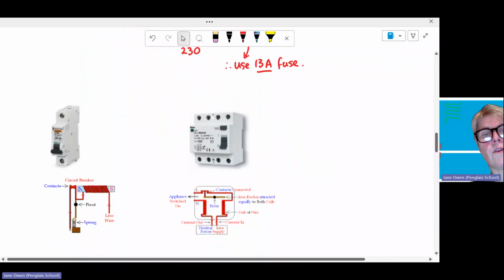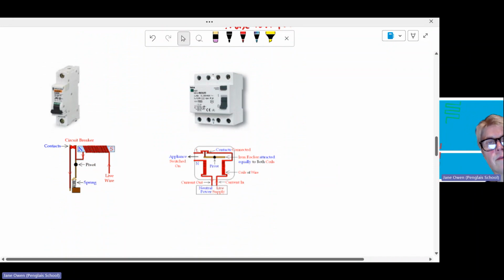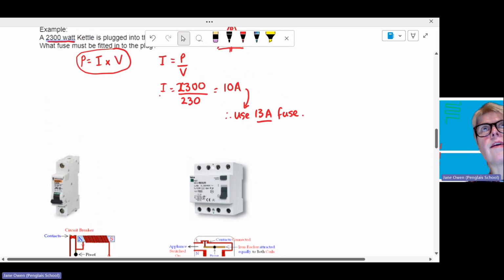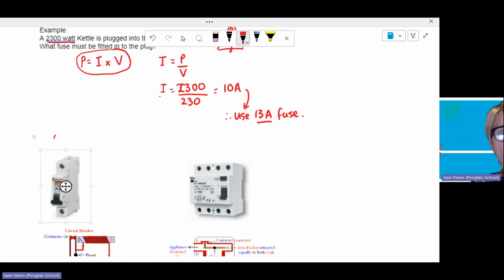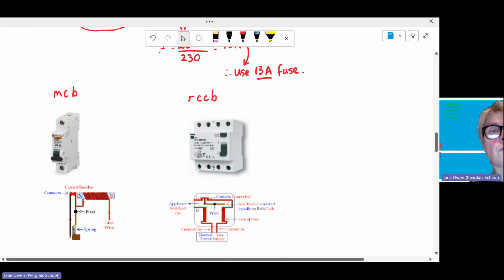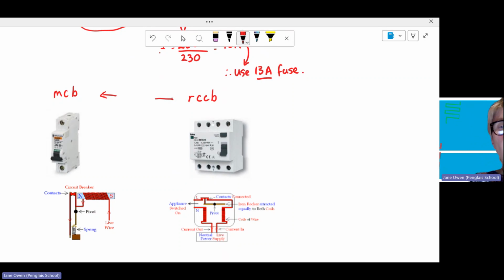need higher rating fuses. But moving on, these are examples of something that doesn't need replacing, but can instead be resettable. So we call one of them an MCB, a miniature circuit breaker, and another one is an RCCB, a residual current circuit breaker or a residual current circuit device. So the miniature circuit breaker, the beauty of both of these is that they are resettable.